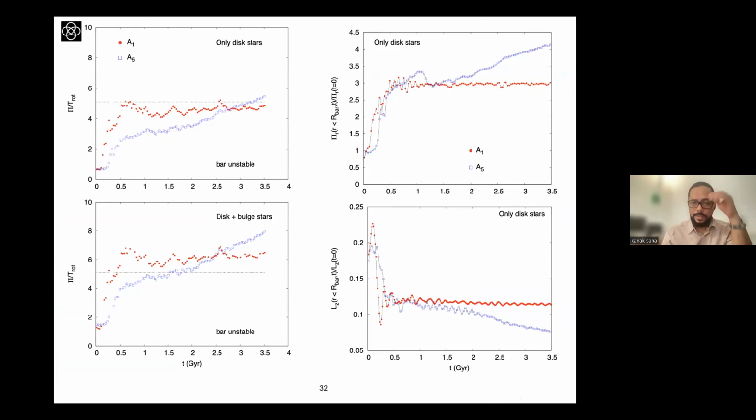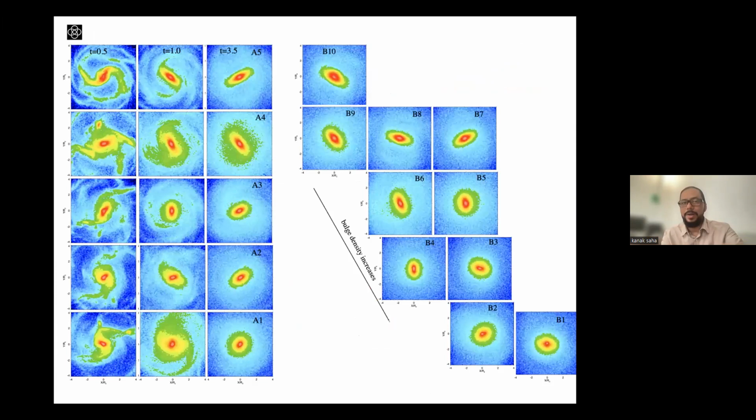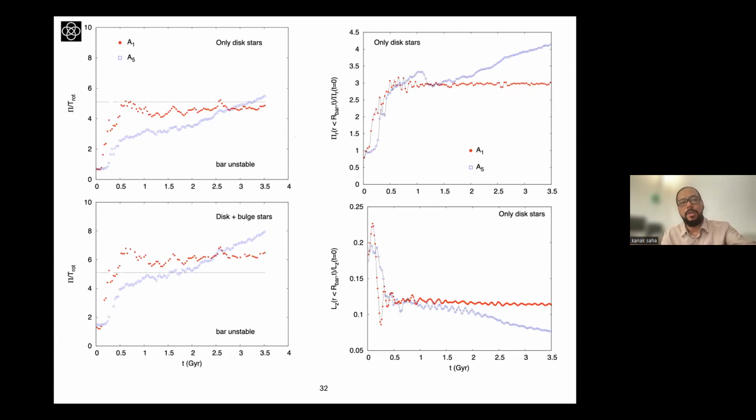And we try to understand this from this point of view: first of all, that it has a very compact bulge. And the other thing is the rate at which the angular momentum has been drained from the system. If you see the two curves here, the red dots are for A1, and the open squares are for A5. A5 forms a bar, and A1 doesn't form a bar. So A1 is the red dot, A5 is the open square.